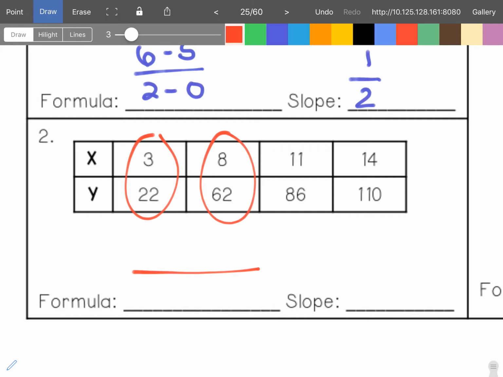Remember, the rise deals with the y's. So I'm going to do 62 minus 22. And if I do that, what do I have to do for the run on the bottom? Should be 8 minus 3.